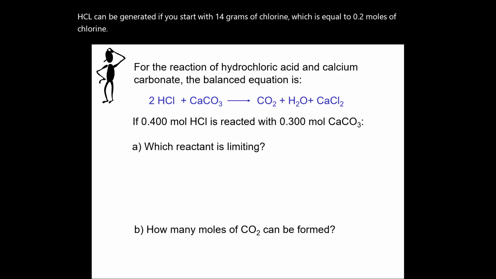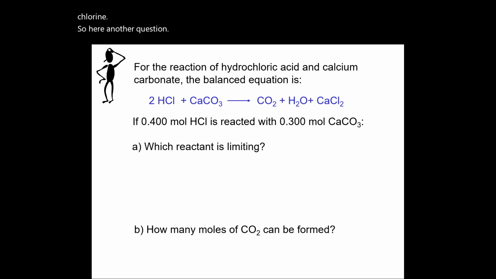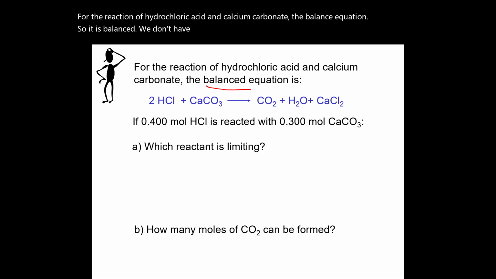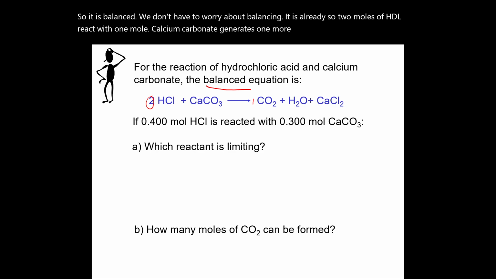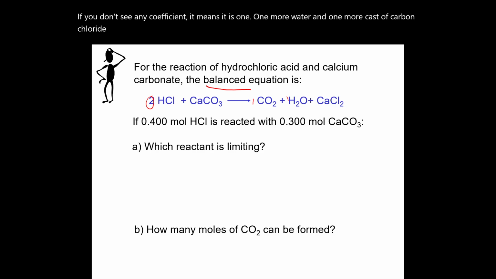So here, another question, stoichiometry. For the reaction of hydrochloric acid and calcium carbonate, the balanced equation, so it is balanced. We don't have to worry about balancing it. It is already, so 2 moles of HCl react with 1 mole calcium carbonate, generates 1 mole carbon dioxide. We don't show ones. If you don't see a coefficient, it means it is 1. 1 mole water and 1 mole calcium chloride. So we got 2 reactants, 3 products.